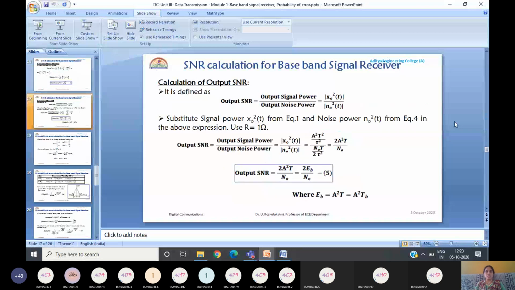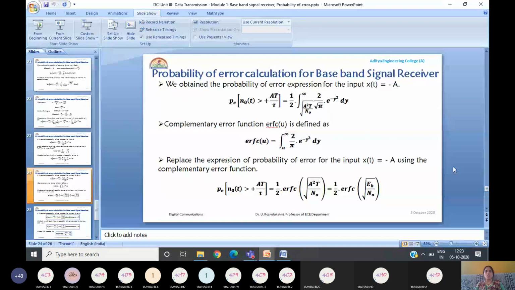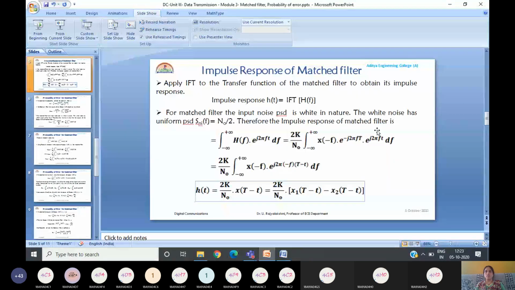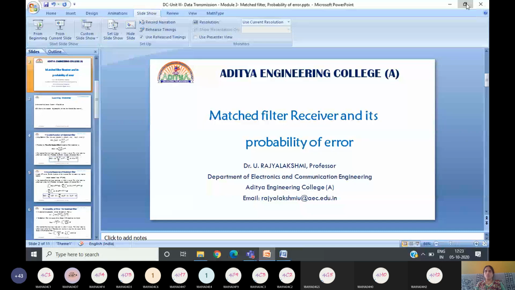We obtained the output SNR as 2 EB by N naught for baseband signal receiver, and we calculated the probability of error, and we obtained it as root EB by N naught. And what is the probability of error expression for optimum filter to get optimum response? What is the probability of error?